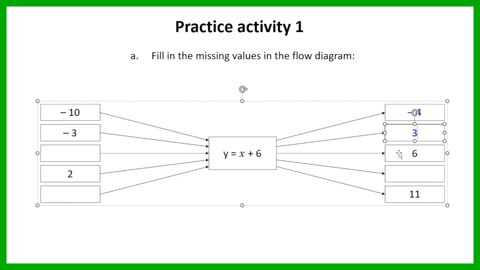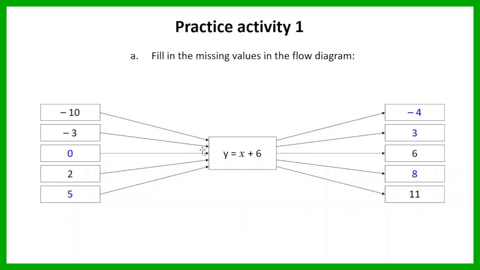Now the next one, I've been given the output value. So I know that whatever I had for x must be added to 6, and I must end up with 6. So what plus 6 is 6? 0 plus 6 is 6. So your input over here should have been 0. Then for this one over here, my input is 2, so it's 2 plus 6, and that gives me 8. And then for the last one, my output is 11. So something plus 6 has to give me 11. So what plus 6 is 11? 5 plus 6 is 11. So my input for that one is 5. Okay, so that's what you should have got for those.